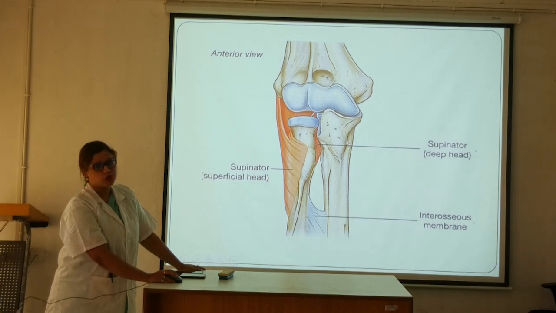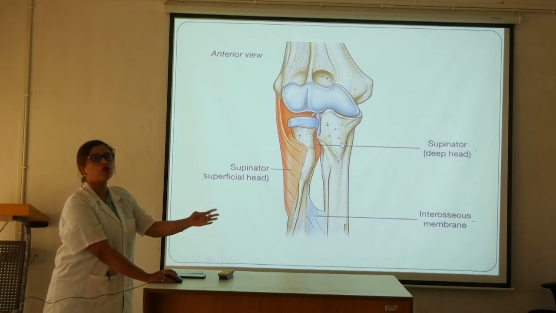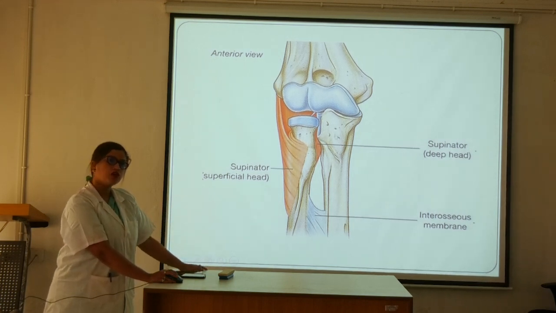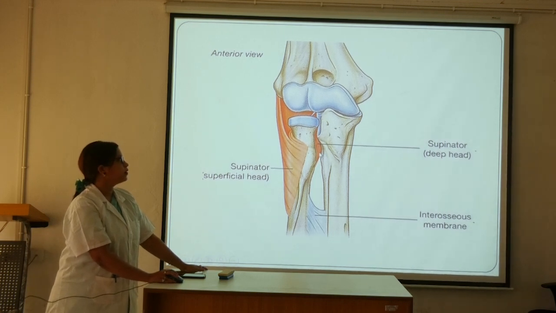Superior radioulnar joint. Supination means what? Taking, right? Which bone is rolling? Radius. Okay, so the main thing is the superior radioulnar joint.